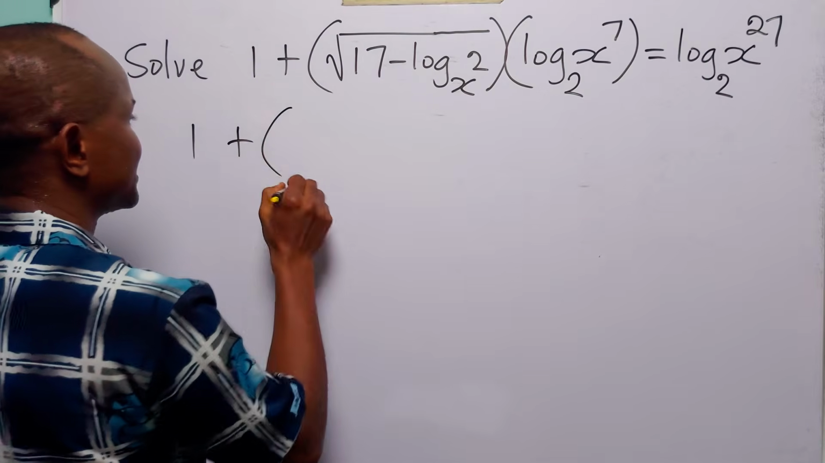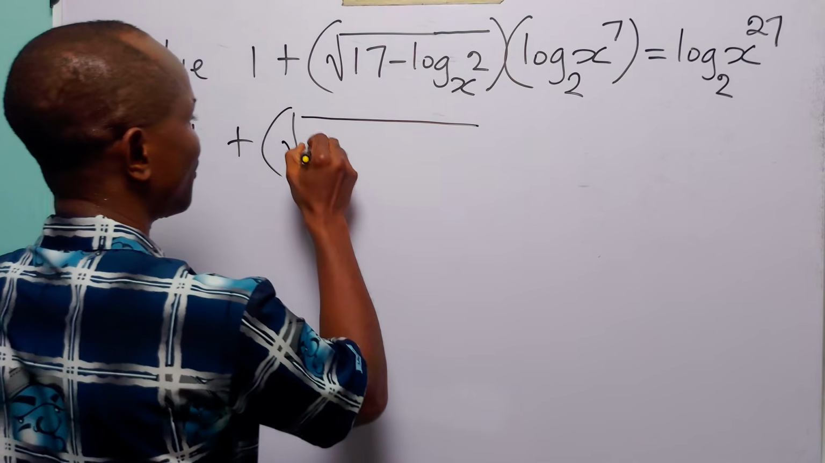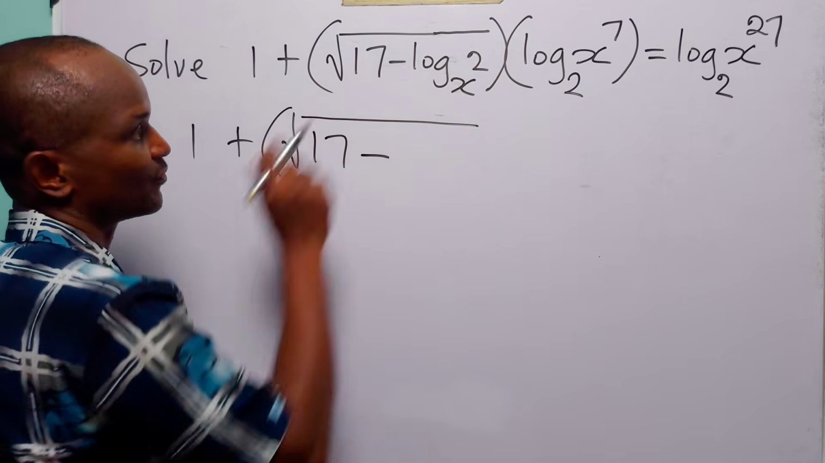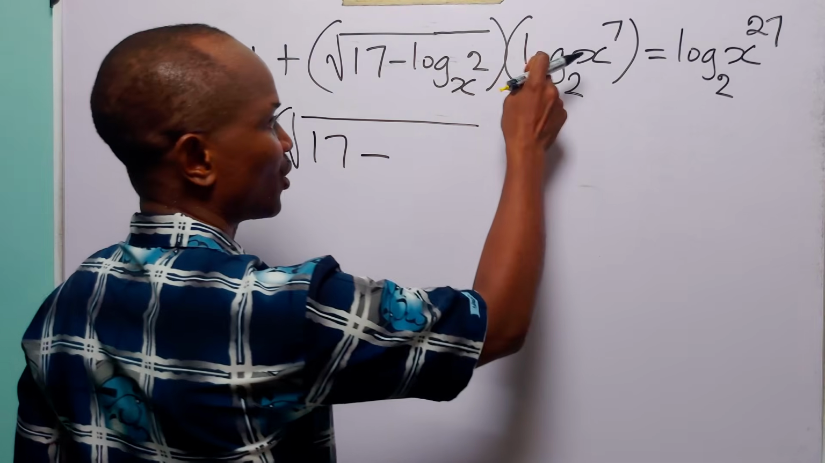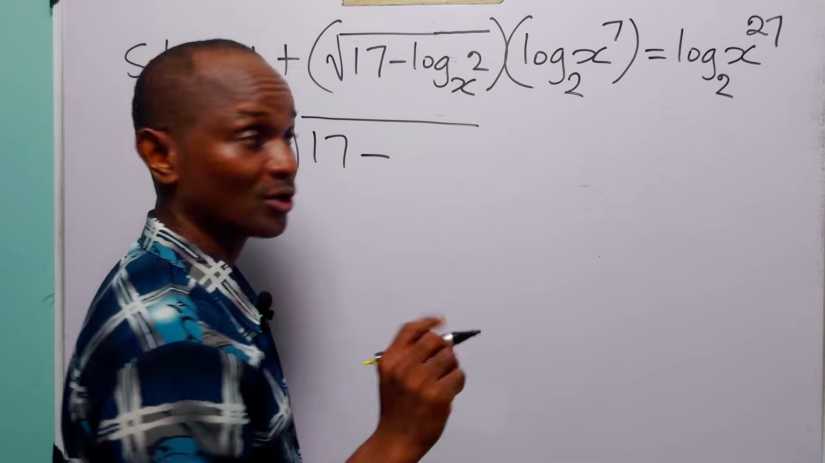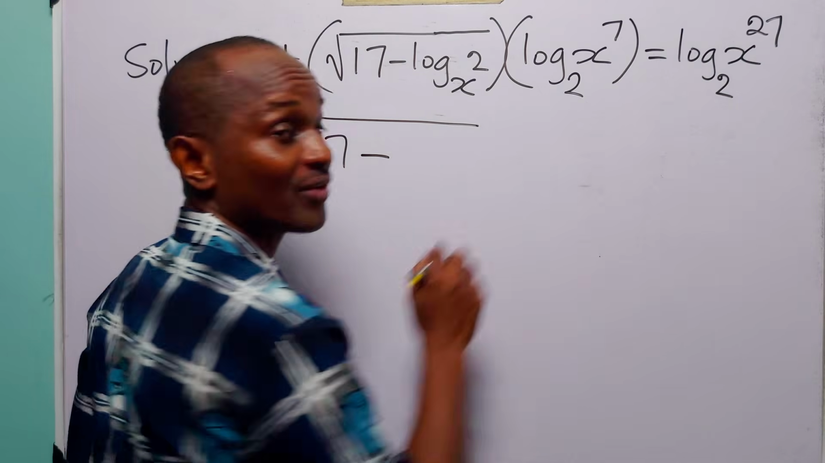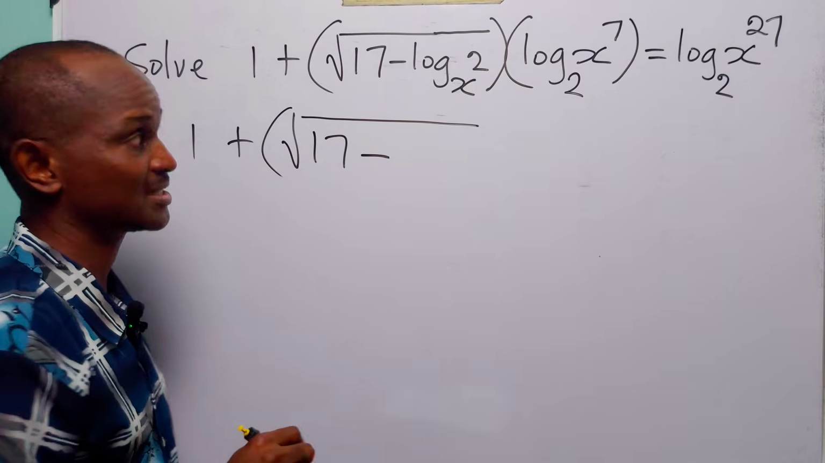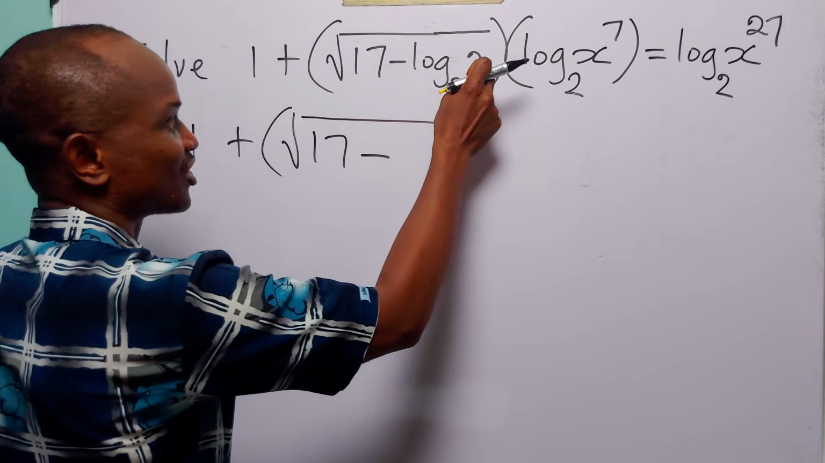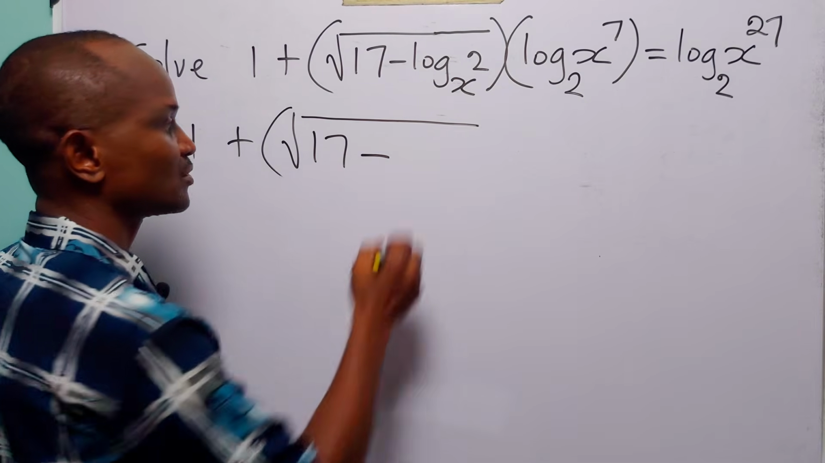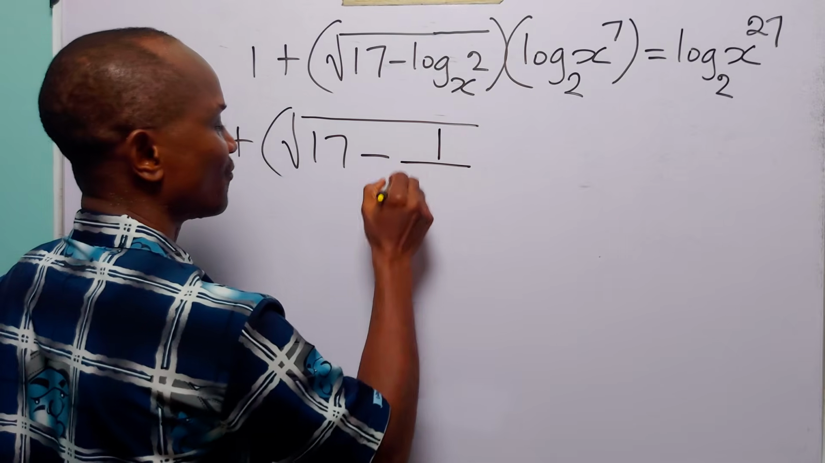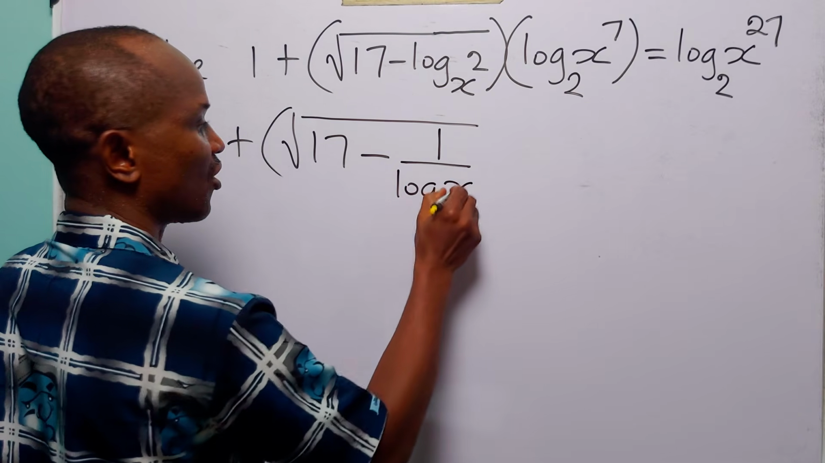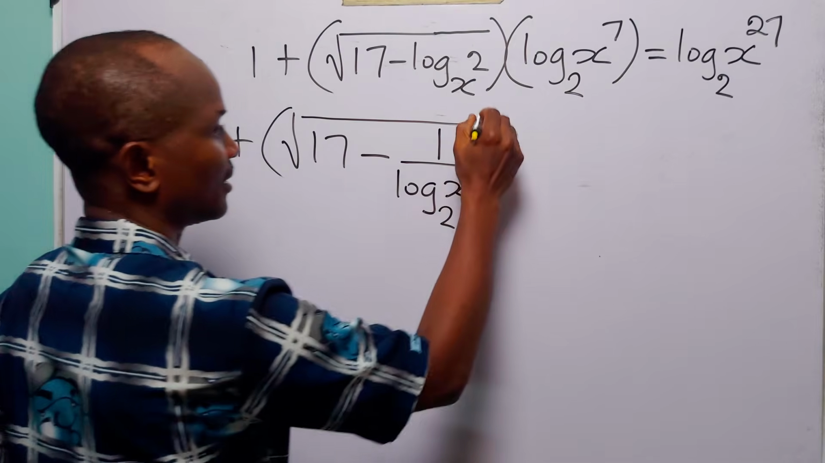Here we have the square root of 17 minus log to base x of 2. Notice that here we have log to base 2 of x, and also here we have log to base 2 of x. Now remember that from our change of base formula for logarithms, log to base x of 2 is equal to 1 over log to base 2 of x.